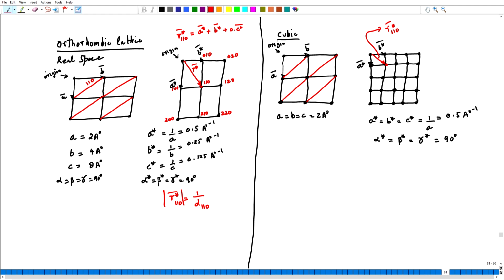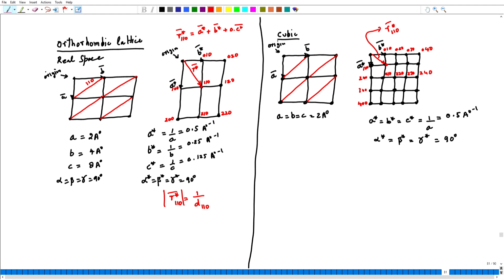So, one can also label each lattice point with their coordinates. So, this would be 0 1 0, 0 2 0, 0 3 0, 0 4 0. Similarly, this would be 1 0 0, 2 0 0, 3 0 0, 4 0 0, and one can say this is 2 1 0, 2 2 0, 2 3 0, and 2 4 0, and so on. One can label all of these.